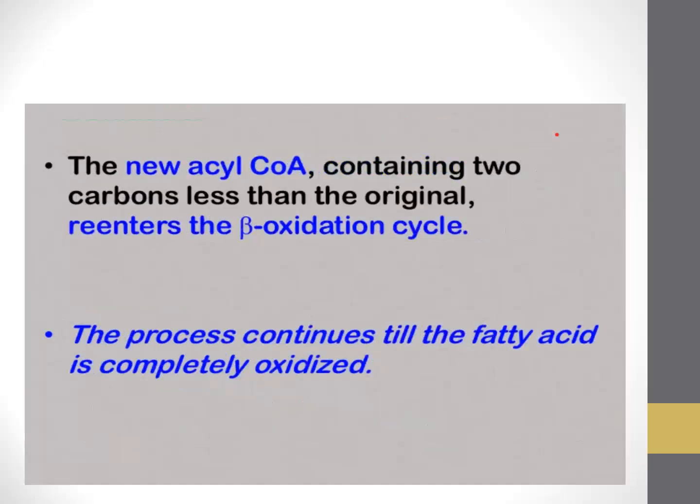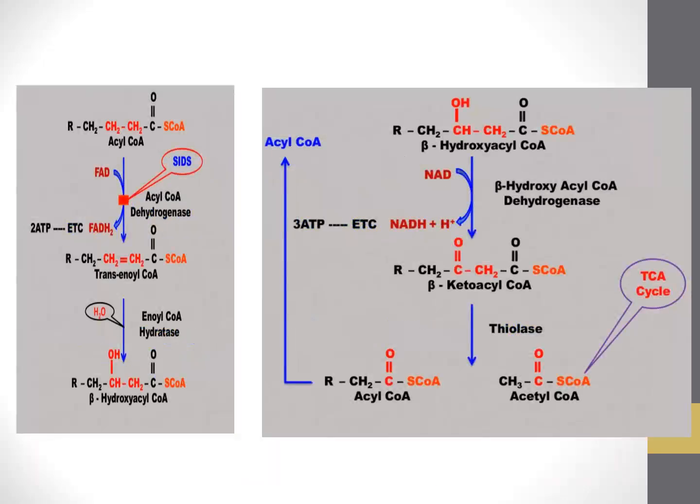The new acyl-CoA containing 2 carbon atoms less than the original re-enters the beta oxidation cycle, and this cycle repeats until the fatty acid is converted to 2 carbon atoms. The process continues till the fatty acid is completely oxidized. So this is the schematic representation of the beta oxidation.